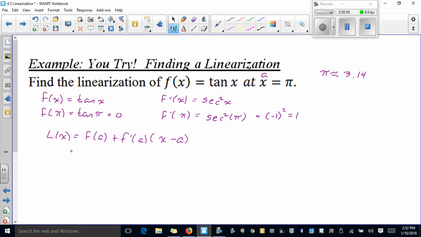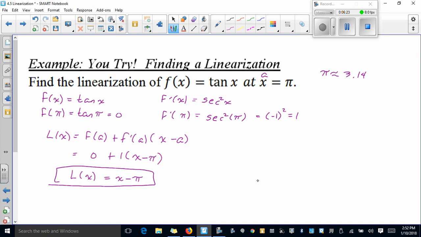Now I said this is all they're asking you to do, but what we're going to do is estimate at x equals 3, whatever you want to call it. So L at 3 would be 3 minus whatever pi is. And I used 3 because I knew it was close to pi. Now, is this an exact value? No, but it's very, very close. So that's all I did, just to give you the idea. Don't forget this is something we're doing.